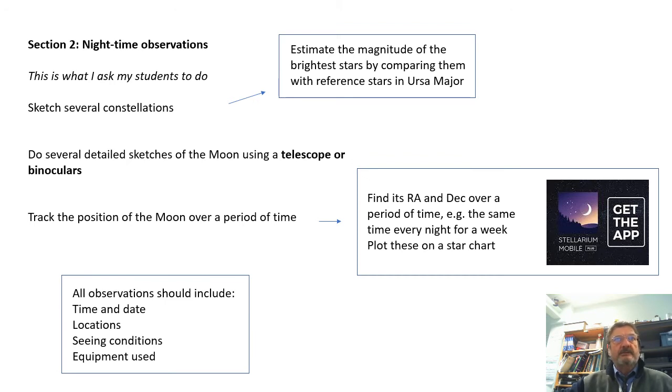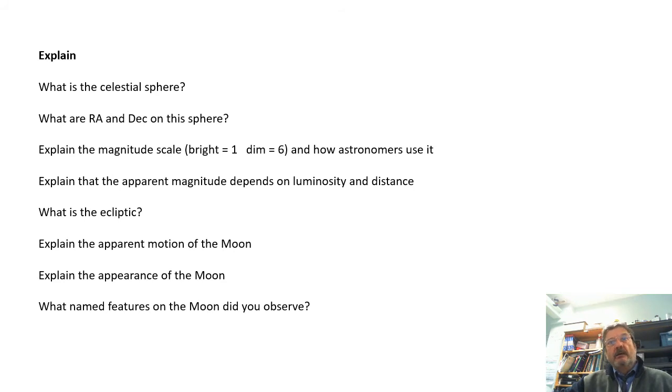All of the observations that you do should include the time and the date, the location, what the seeing conditions were like, and what equipment you used as well, what telescope, what binoculars you used. Along with those nighttime observations, you should talk a little bit about what these numbers actually mean. What is the celestial sphere? What are right ascension and declination? It's something that astronomers use to show the position of a star on the celestial sphere.